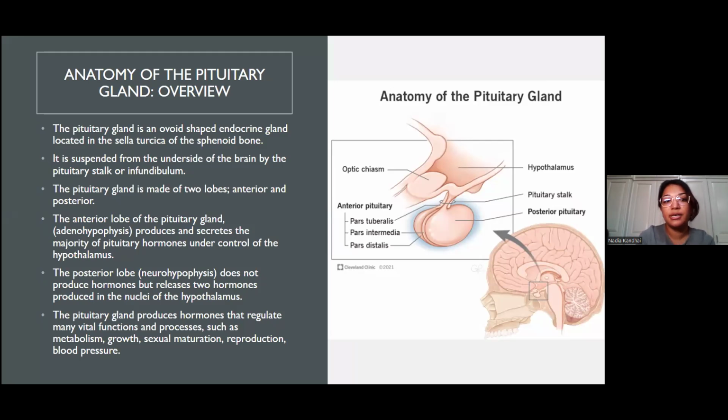sella turcica of the sphenoid bone, suspended from the underside of the brain by the pituitary infundibulum. It's made up of two lobes. We have the anterior and posterior lobe. The anterior lobe, the adenohypophysis, produces and secretes the majority of the pituitary hormones, which is under the hypothalamic control, whereas the posterior lobe, the neurohypophysis, doesn't produce any hormones, but instead releases two of the hormones that are produced in the hypothalamic nuclei. The pituitary gland itself produces the hormones that regulate a lot of vital body functions, body processes such as growth, metabolism, blood pressure, sexual maturation, and reproduction.